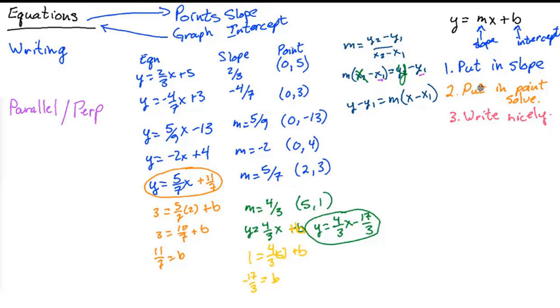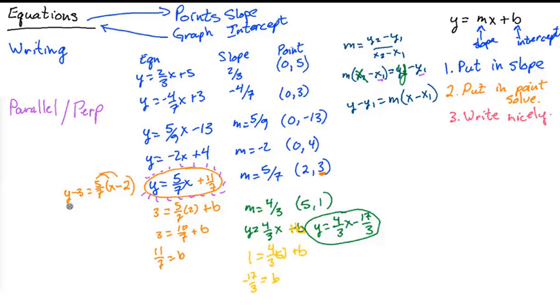Putting in the slope, putting in the point, you can actually do this all in one step. Let's take this one right here, and let's do it using this formula right here. I'm going to use this orange and write it out right here. y minus y1, which is 3, equals 5/7 times (x minus 2). And you're like, what? Yeah, we put in the slope and the point at the same time. Now we just have to write it nicely.